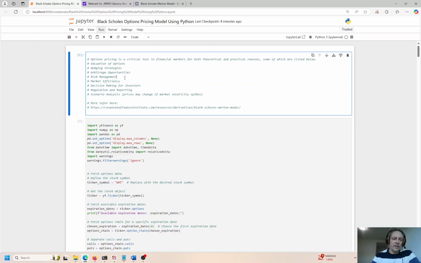Options are very popular risk management tools. They're used for market efficiency, decision making for investors, regulation and reporting purposes, and scenario analysis.